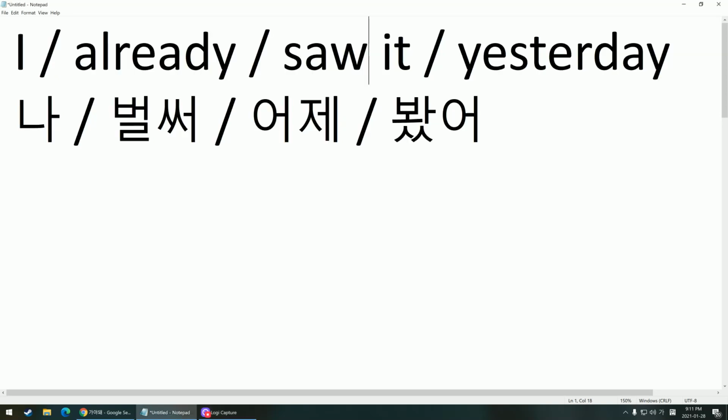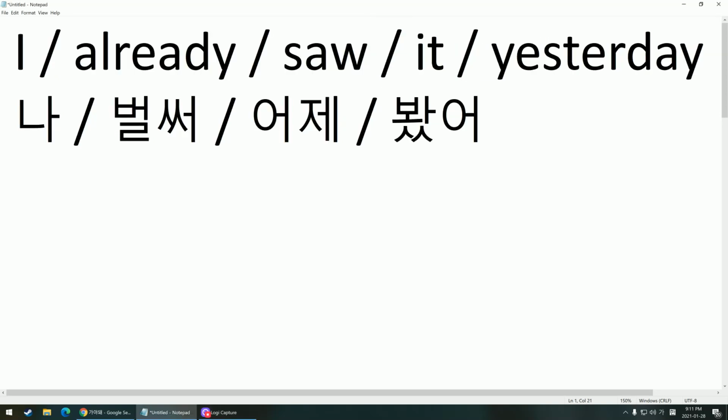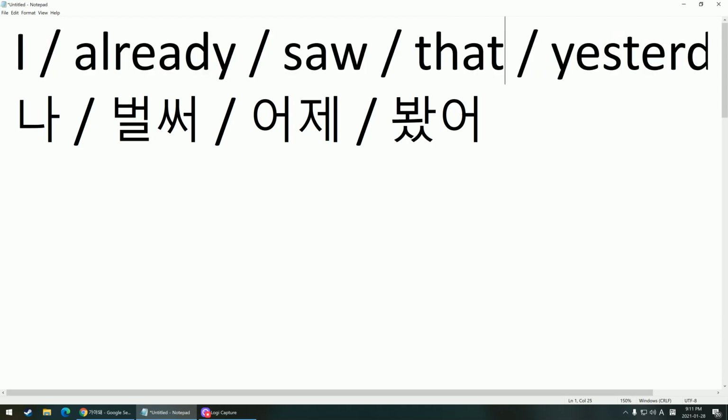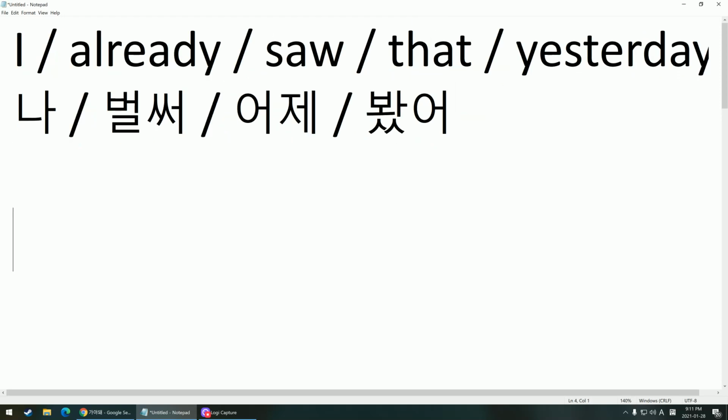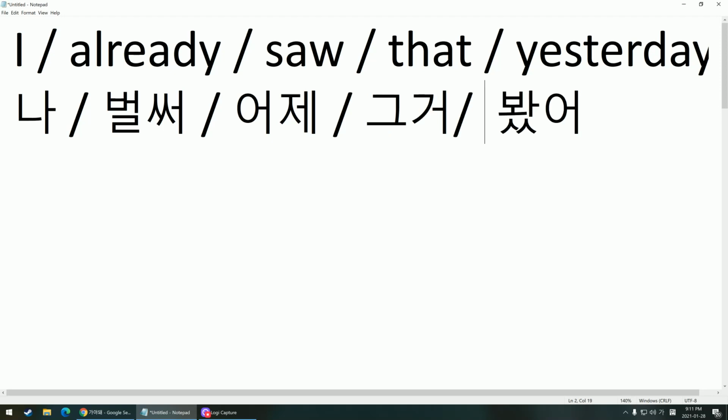You know, actually, instead of saying "it," if we say "I saw it," we don't really have a word for it, so we don't put it in the sentence. But if I have a word like "that," the word for that is 그거. So this one we can put in the sentence. So we can put this here. 나 벌써 어제 그거 봤어.